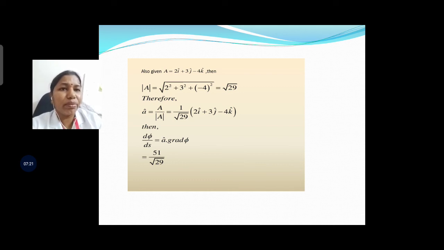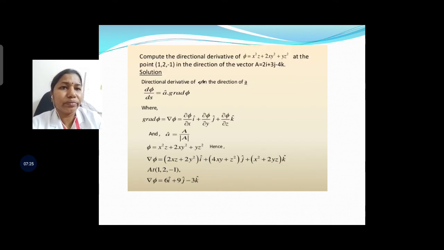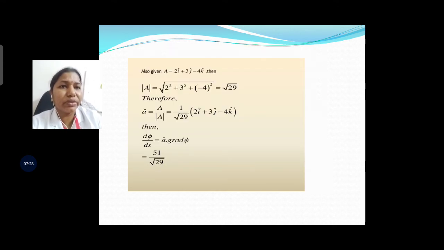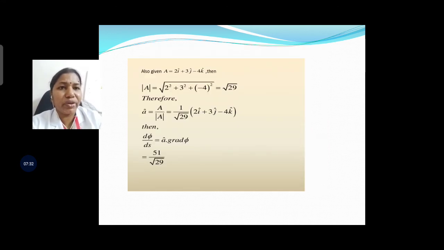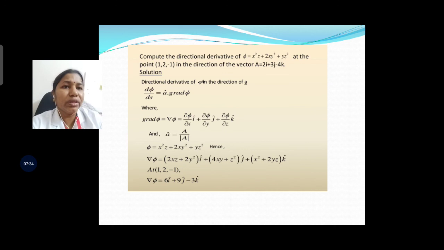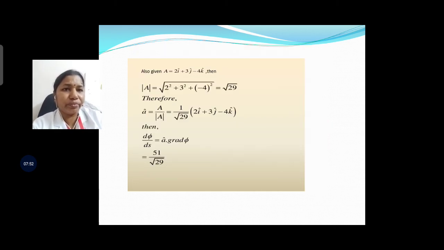So we will get d phi by ds is equal to a dot gradient phi. So we can multiply this a and gradient phi. We will get 51 divided by root of 29. So for this we have to refer i dot i is equal to 1, j dot j is equal to 1 and k dot k equal to 1. If i dot j is multiplied, alternate vectors, i dot j or j dot k or k dot i is equal to 0.